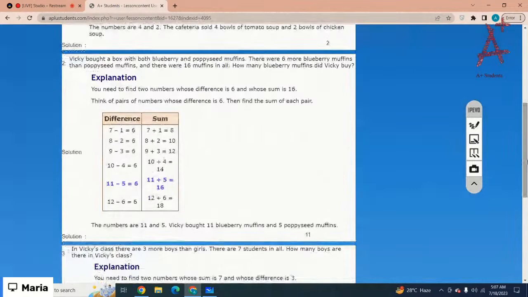Okay, the next one is Vicky bought a box of both blueberry and poppy seed muffin. There were 6 more blueberry muffins than poppy seed muffins, and there were 16 muffins in all. How many blueberry muffin did Vicky buy? So you have to find two numbers whose sum is 16 because the total muffins are 16. Got it? And then you have to find the numbers whose difference is 6. So you can think of different numbers. Basically, the exact numbers are 11 and 5 because 11 take away 5 is 6. And when you add them together, they make 16. Got it?